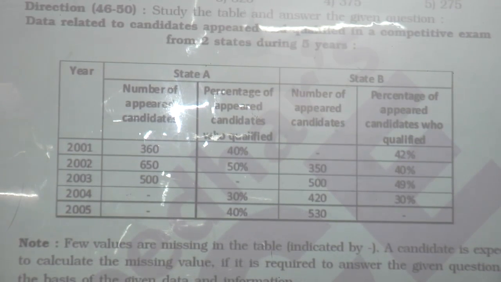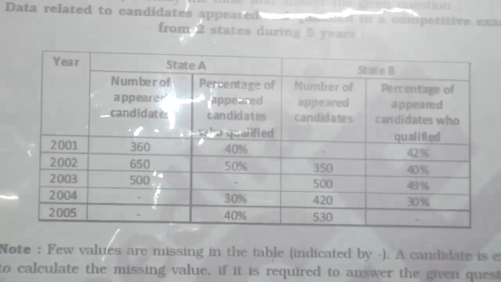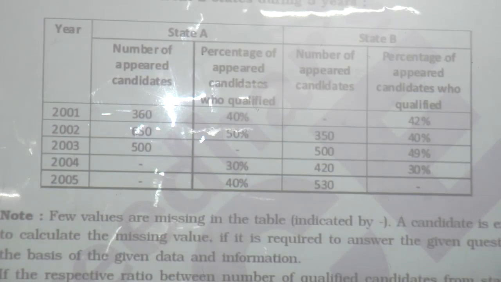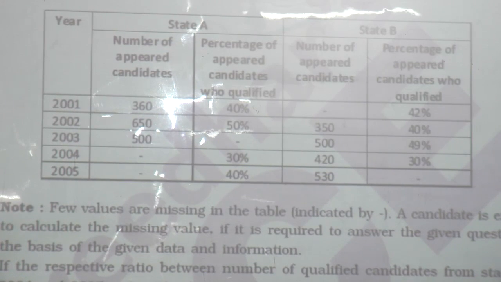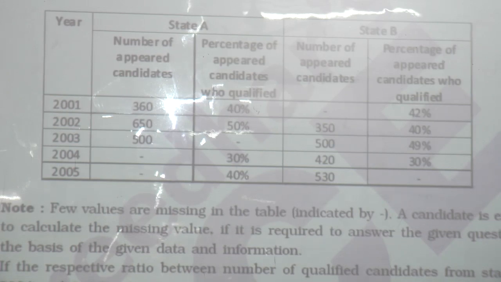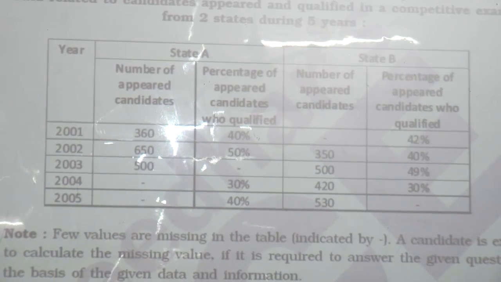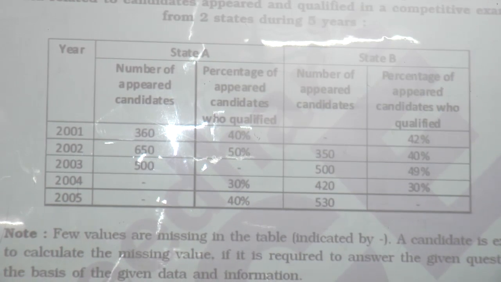Okay, next 46. If the respective ratio between the number of qualified candidates from state B in 2004 and 2005 is 9:15, 2004 and 5 is 9:15. Okay. What is the total number of qualified candidates from state B in 2005? So in terms of number of parts, how many parts is it? 24. No. From state B. From state B, how many parts of candidates got qualified?